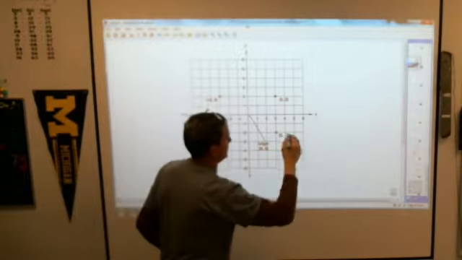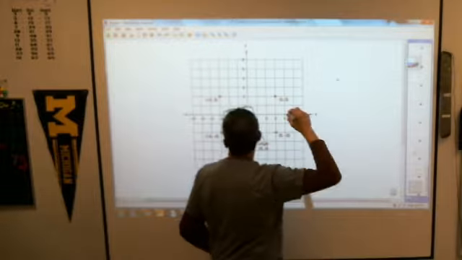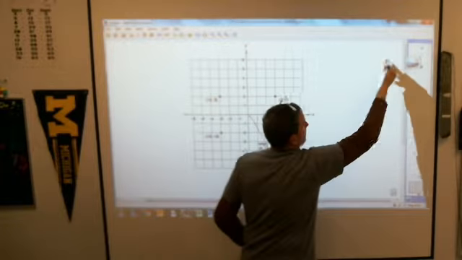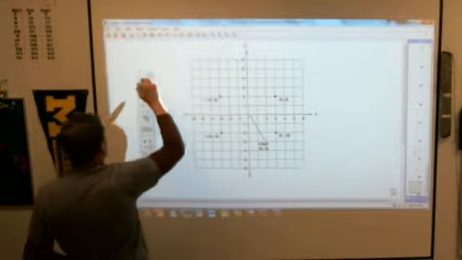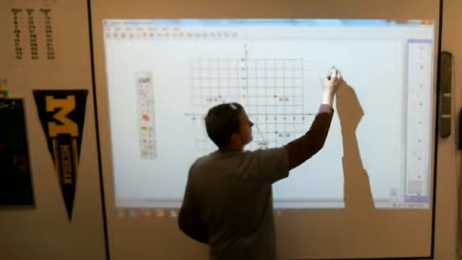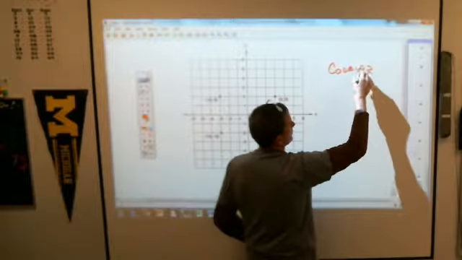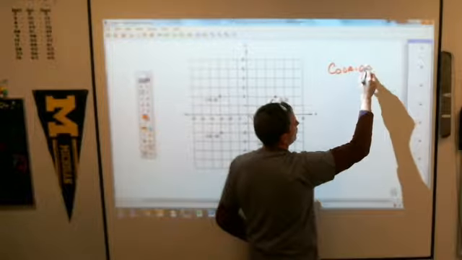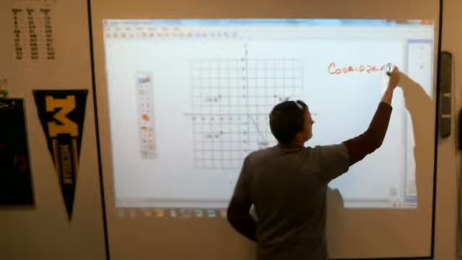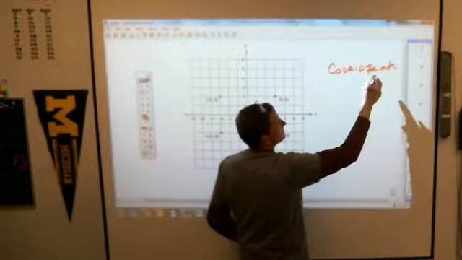The coordinate plane. And it's called the coordinate plane. Coordinate... what goes here? Plane.